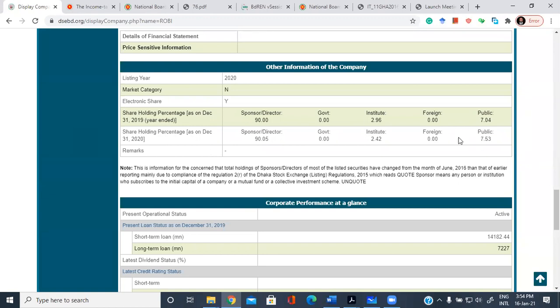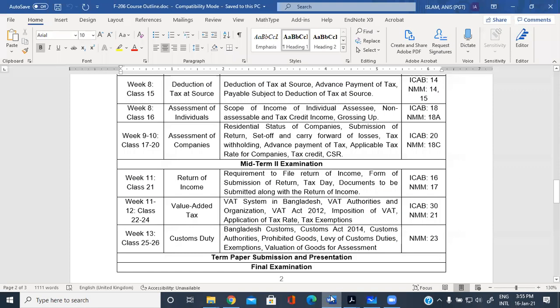But in case of public, this foreign is not the holding company of Robi. Recognize these are the foreign investors category. It's not Axiata or Bharti. Foreign means the foreign investors in our stock market. So you see only public is holding 7.53, and institute is holding 2.42. If you sum this up, you will get only 9.95%, right? Yes, sir. So it is less than how much? It is less than 10%.